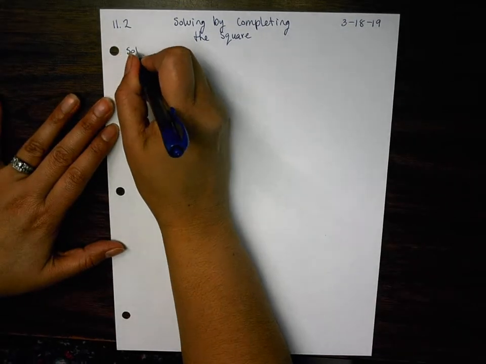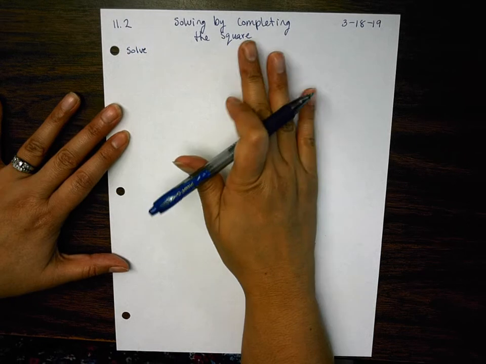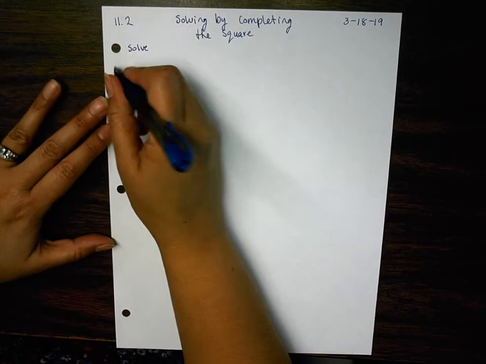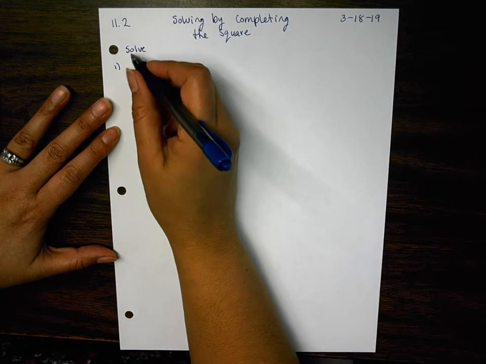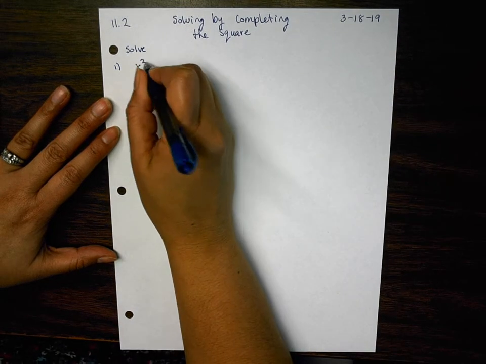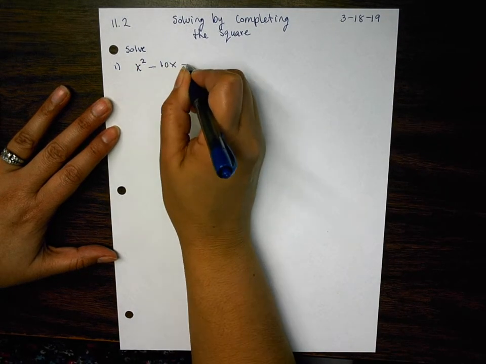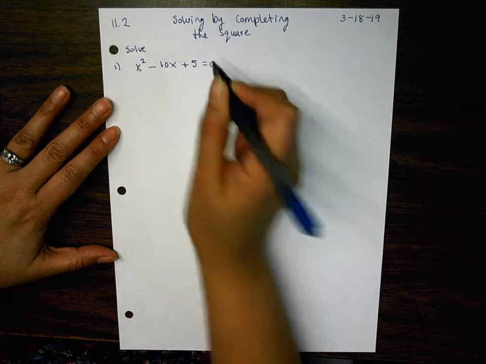Solve. And the method we're going to be using today is completing the square. That's all we're using. Number 1, x squared minus 10x plus 5 equals 0.